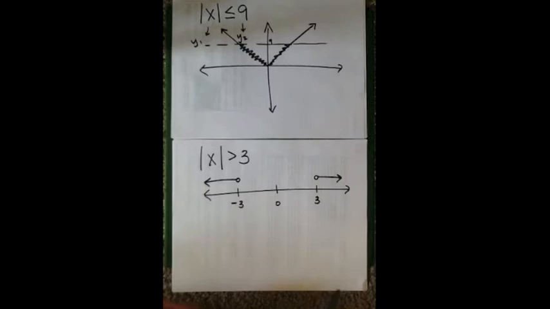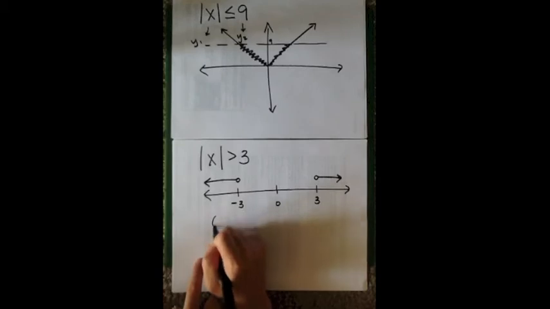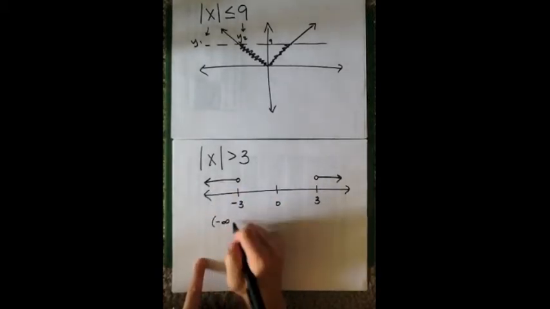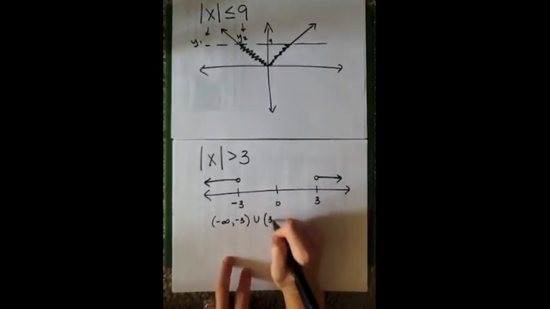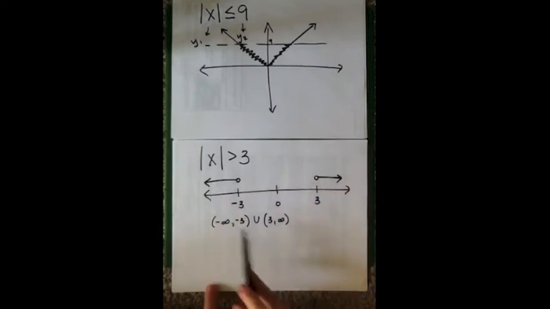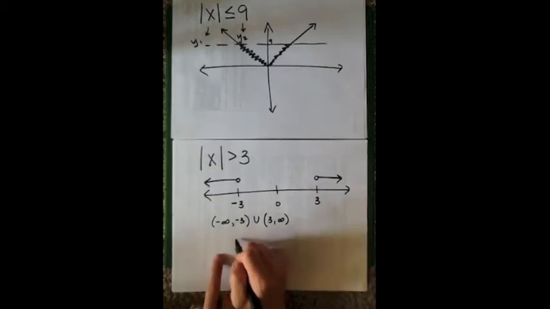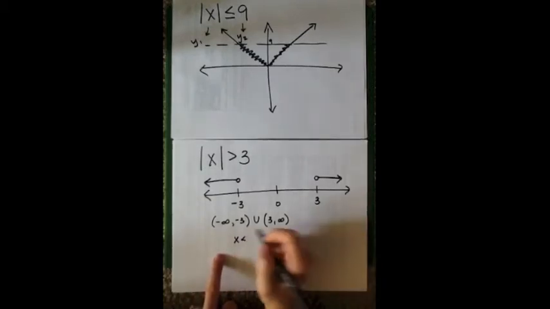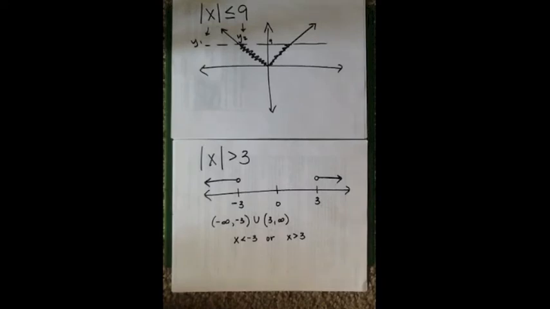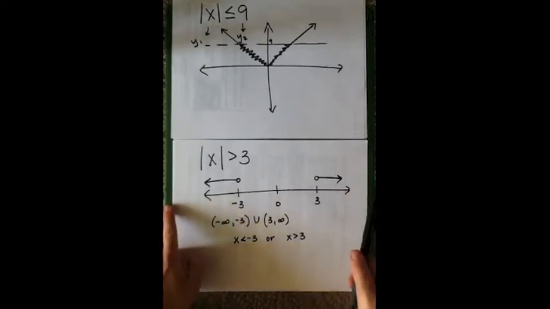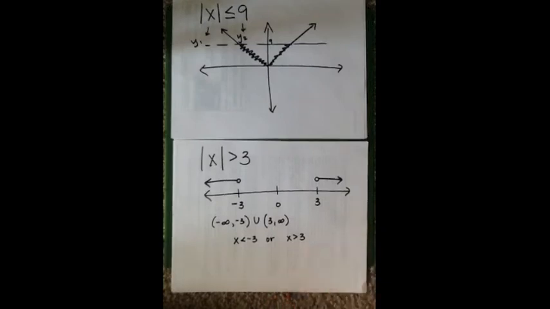How do I actually write it in a solution format that's not just a number line and a graph? I have interval notation, which is negative infinity to negative 3, not included, union 3 to infinity, because I have two sections of my number line, so I have two sections of my solution. Or again, I could do it in inequality notation, so I could say that x is less than negative 3 or x is greater than 3. Remember, these are ors because they're disjunctions. They're going in opposite directions. They don't actually connect to each other.